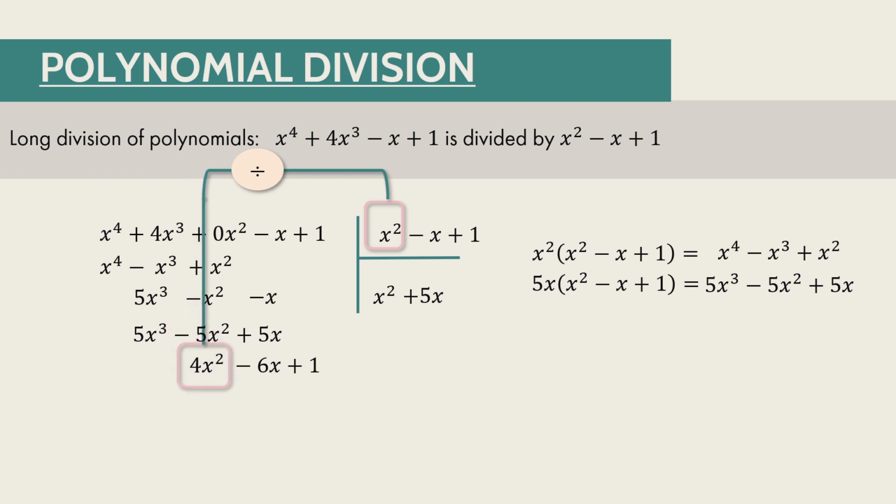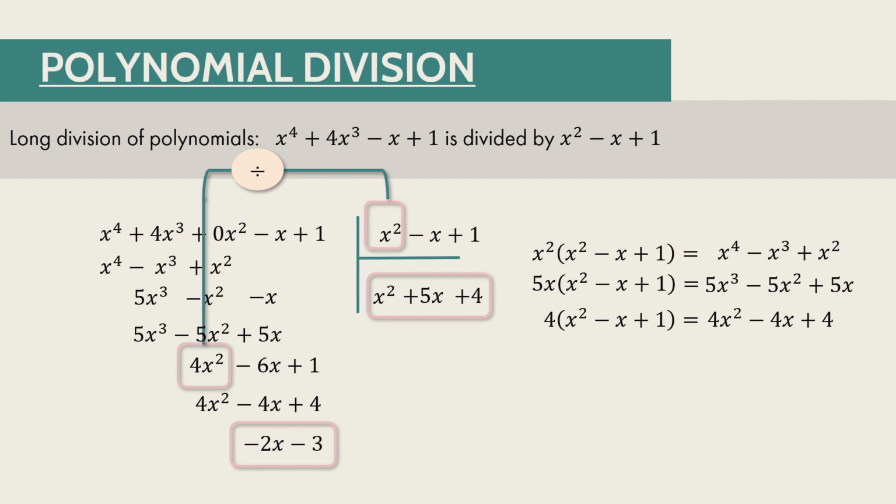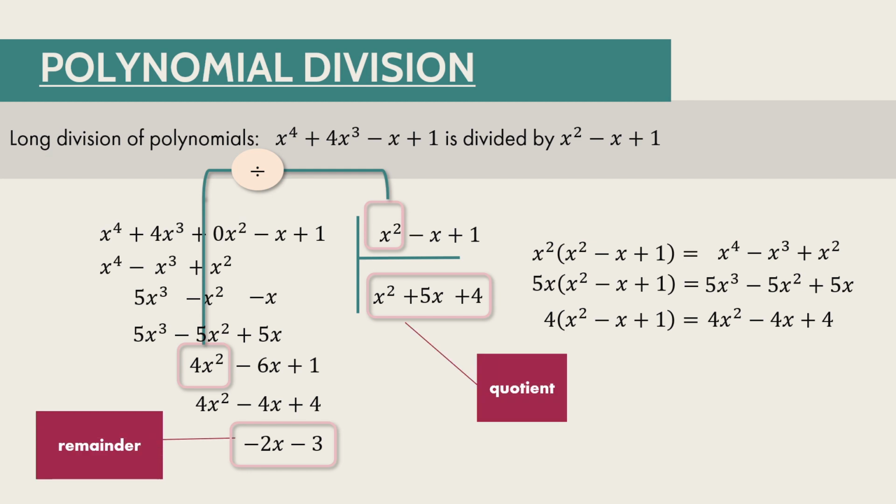We continue the process. Divide 4x squared by x squared. The answer is 4. Multiply back. See what remains. We have negative 2x minus 3. Now you can see that the degree of the dividend is now smaller than the degree of the divisor, so we cannot divide it anymore. And here is the remainder of the division. The quotient is x to the power of 2 plus 5x plus 4, and the remainder is negative 2x minus 3.